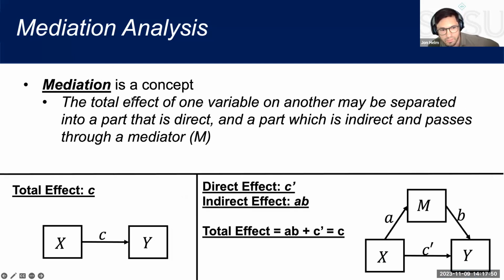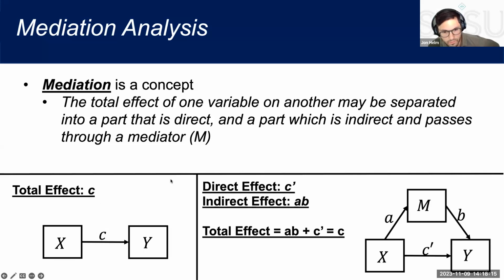So let's decompose this a little bit, right? We have this total effect, and then we have this indirect effect and a direct effect, right? The way I like to think about it conceptually is that you have some variable X and some outcome variable Y, and normally we have what's called the total effect, which is usually labeled as C, at least in the mediation literature.